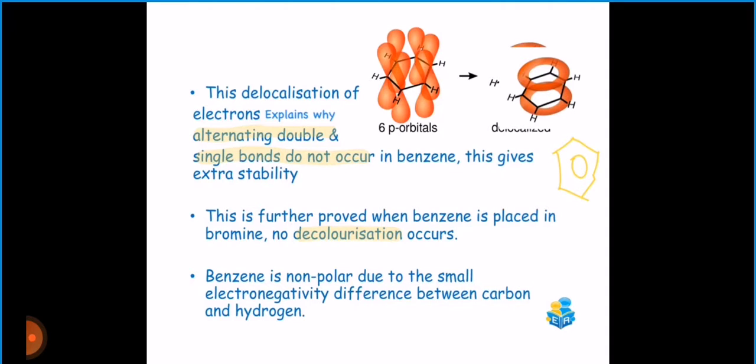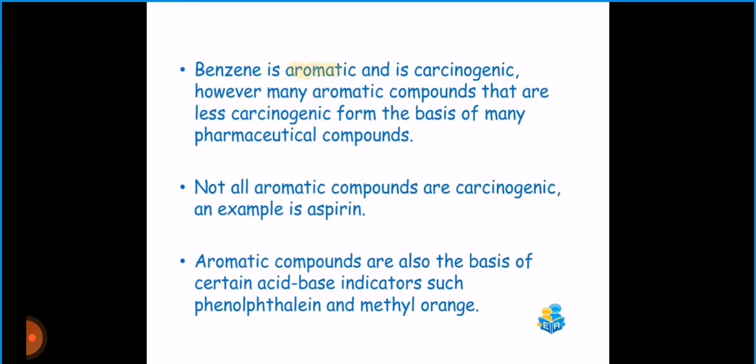Now, benzene is nonpolar, and this is due to the small electronegativity difference between the carbon and the hydrogen. Benzene is classified as an aromatic compound and it is carcinogenic. However, many aromatic compounds that are less carcinogenic form the basis of many pharmaceutical compounds. Not all aromatic compounds are carcinogenic, and an example of this is aspirin, which can be found in paracetamol. Aromatic compounds are also the basis for certain acid-base indicators, such as phenolphthalein and methyl orange.